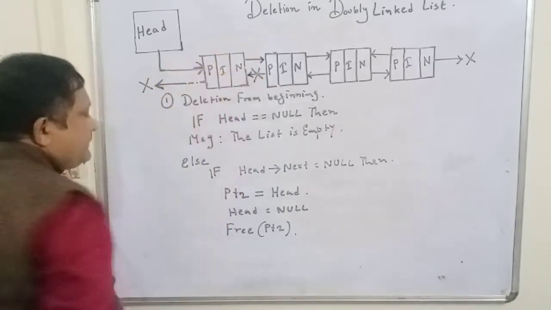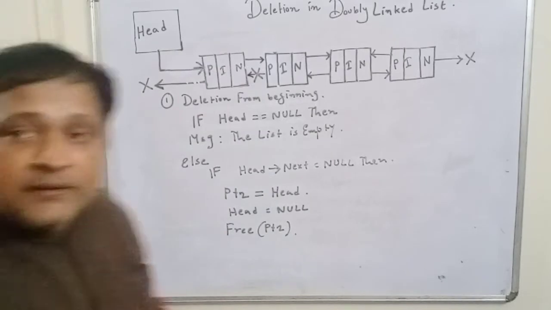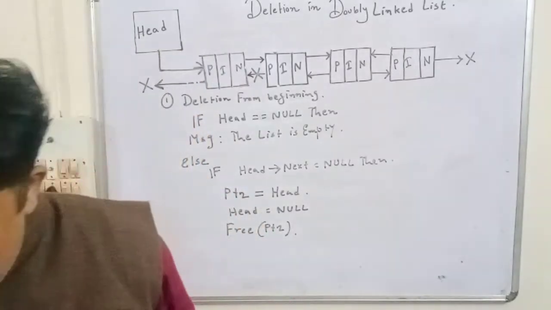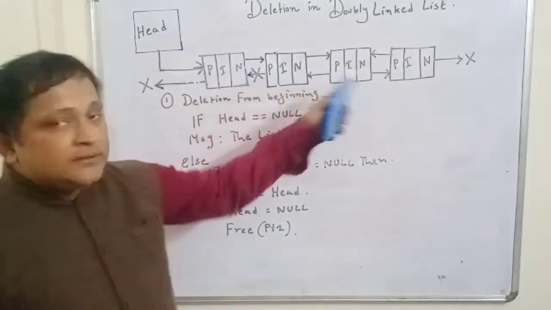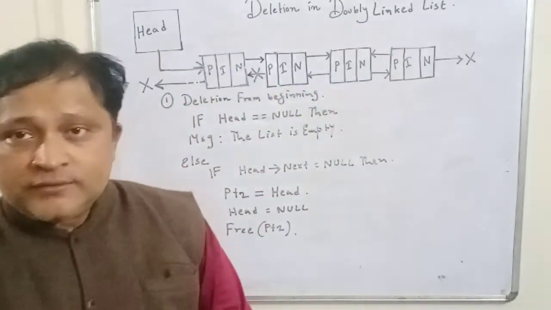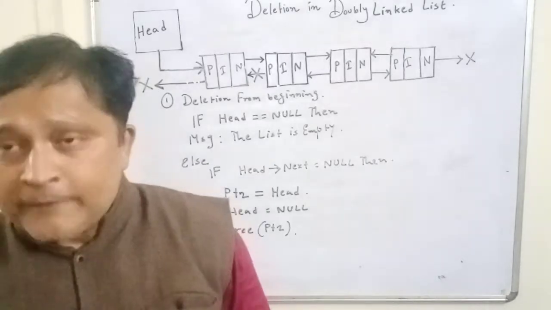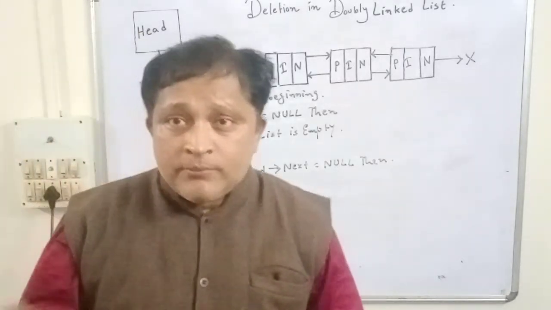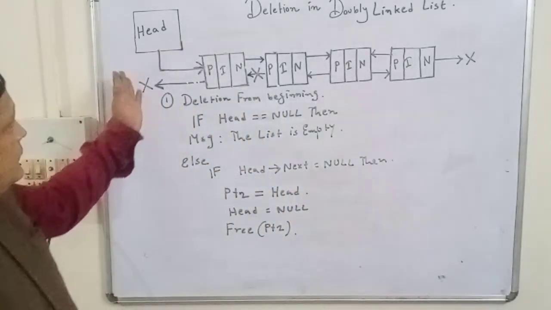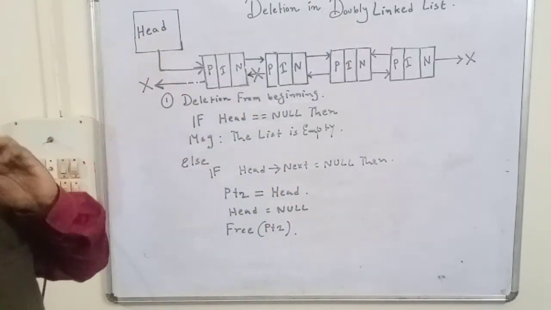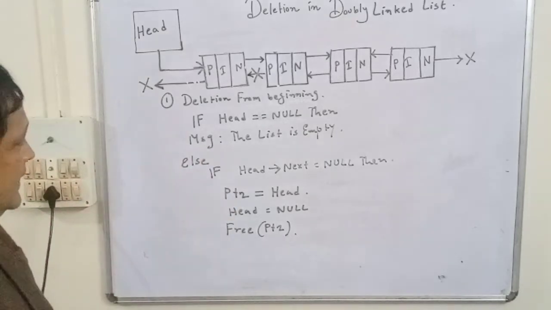The third option is if the linked list is having more than one element, like the way we have shown here. It is having 4 nodes, 4 elements. Each node is having 3 parts: previous pointer, next pointer, and the data part. So the third option is the linked list having more than 1 element. In that case, what will happen?